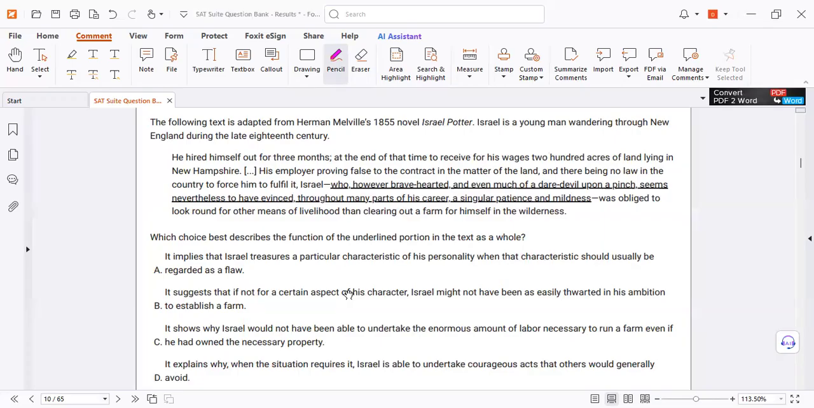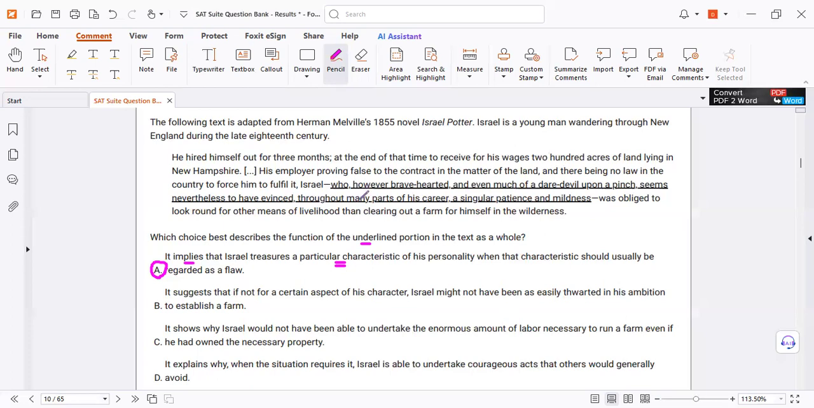Okay, so the answer is D. Why not letter A? Read the underlined part only. It implies that Israel treasures a particular characteristic of his personality. Yes or no? It can be that. Yes, it can be that.